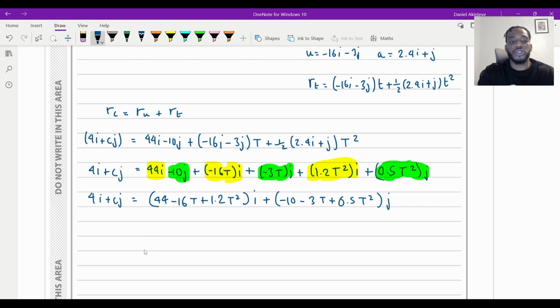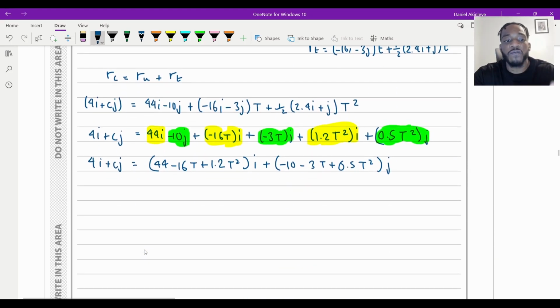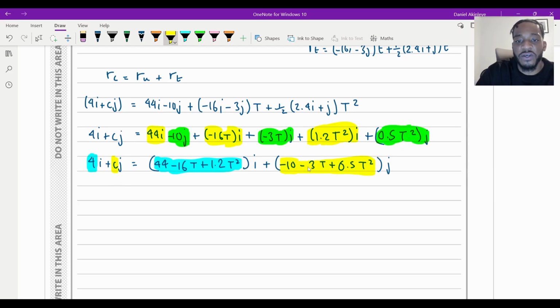Now, remember, these two vectors are equal. If they're equal, it just means that the components are the same. So remember what we're trying to find. We're trying to figure out what the value of t is. So hopefully we can form some sort of equation in terms of t to solve. You can do that quite easily because this component for the i here is 4. This has to be equal to this one here. So we can make these equal to each other, and that will give us our equation in terms of t. Obviously we can do the same for c, which we're going to need to find anyway, but we need t first. So we're going to have to do it with the terms in blue.